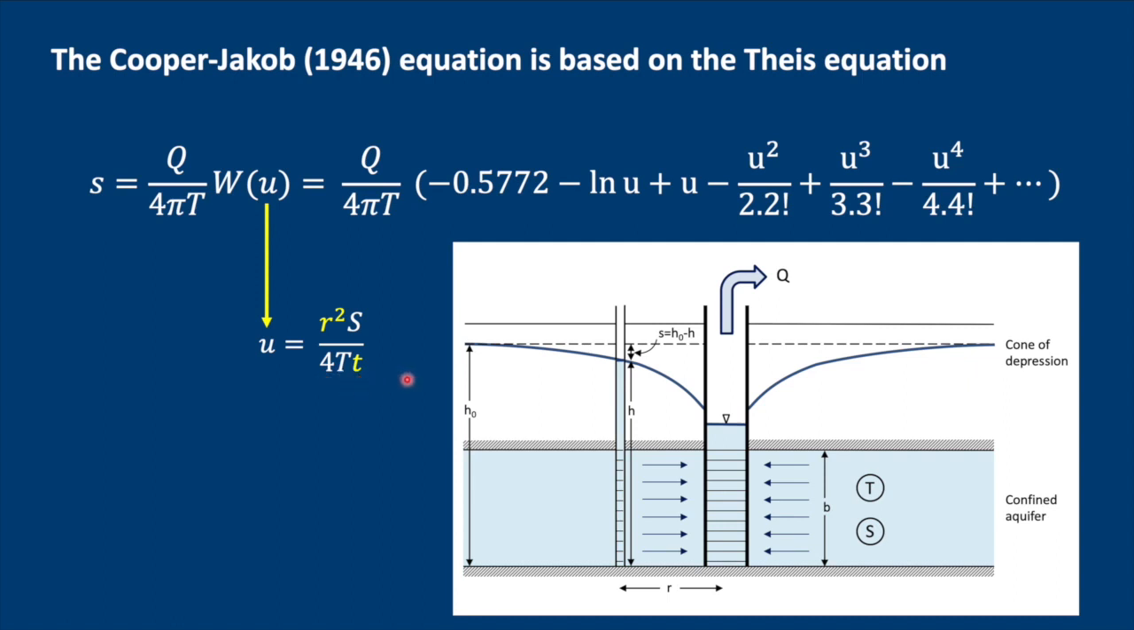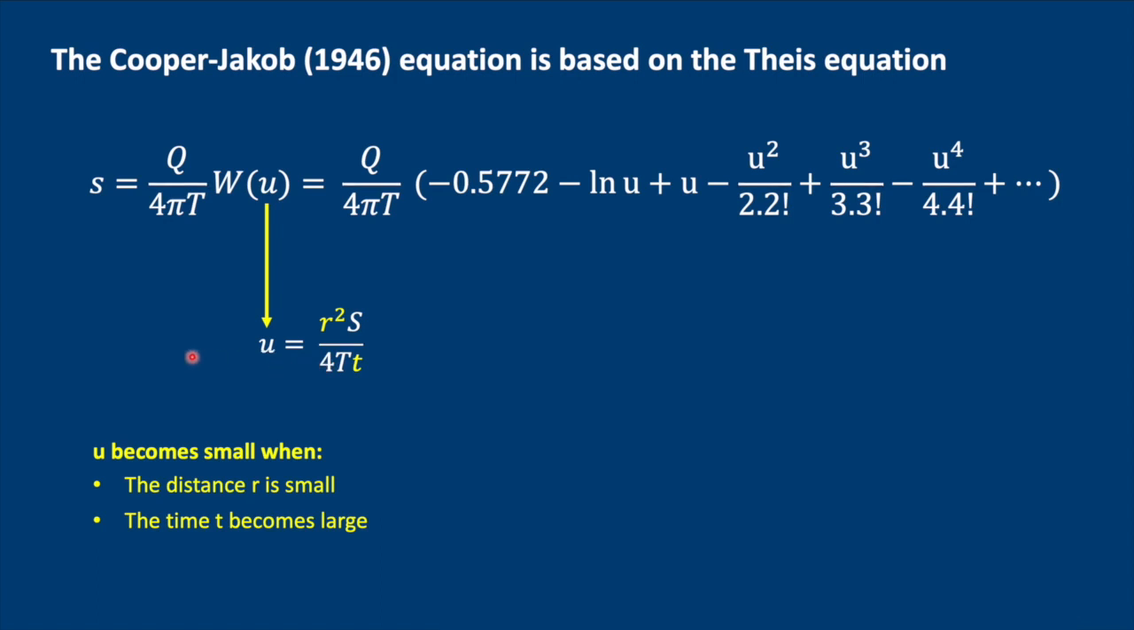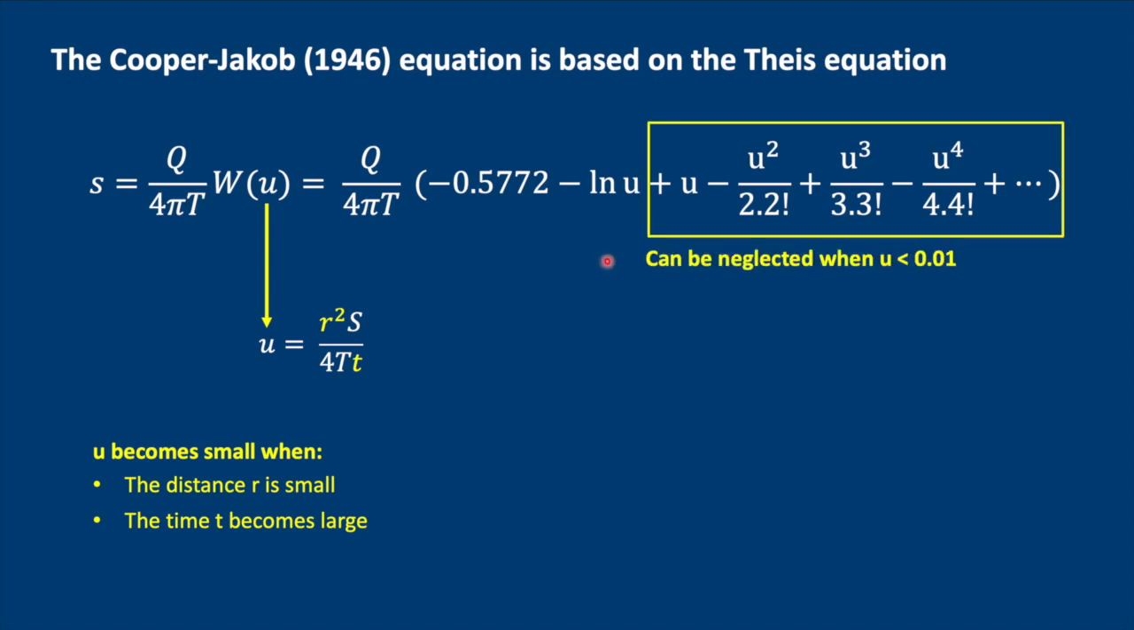Now what Cooper-Jacob said was that if the distance r, that means the distance from our pumping well, is very small, then u will become small. And the same is true for t. When t becomes very large, we're dividing by a large number here, then u will also become very small. If u is sufficiently small, then we can simplify the Theis equation. Basically, we can neglect all this part of the equation.